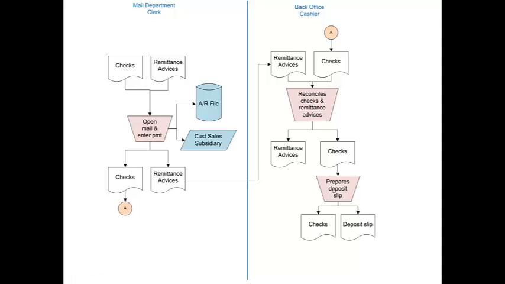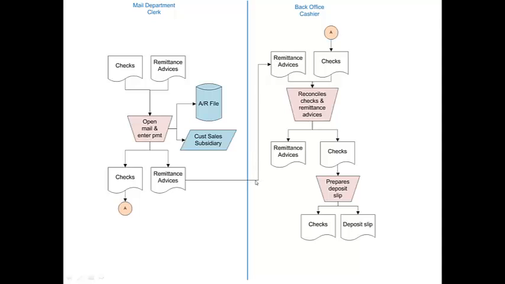The first process reconciles checks and remittance advices, and again we have remittance advices and checks as input and as output to this process. Third process, prepares deposit slip, has only one input, and that's the checks. And it has 2 outputs, checks and deposit slip. Now, I wanted to show that remittance advices and checks are outputs for the mail department clerk, but they're also both inputs over here for the back office cashier.